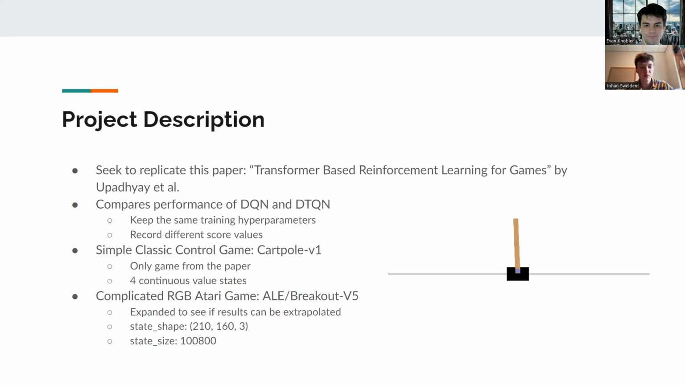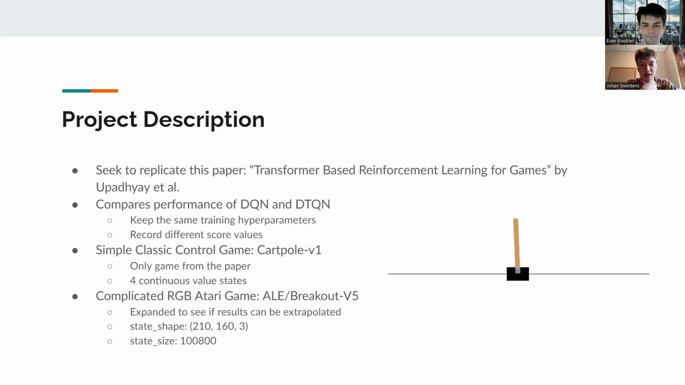So to begin with, we're going to be doing a simple classic control game, just like the paper does. This cart pole game, as you can see visualized to the right here, is a very simple four-state continuous game with only two options for actions. But then also we're going to be exploring a different game, which the paper did not.